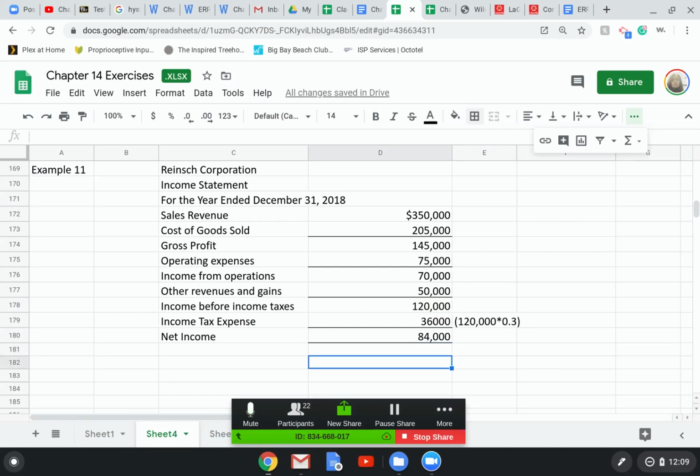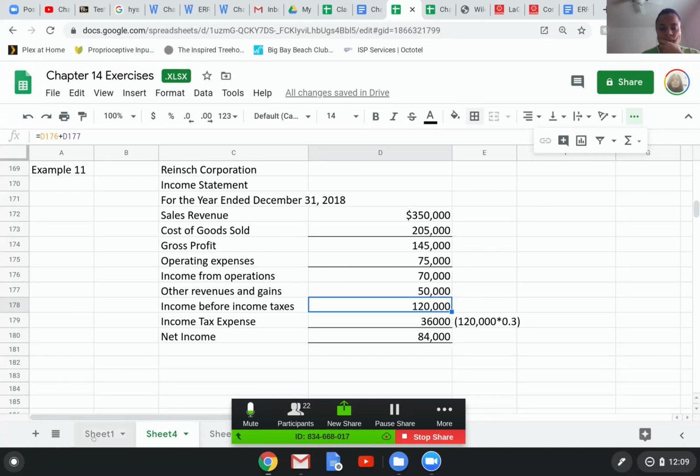Tell me what you got. Wait, I'm lost myself. So in order to get the income tax expense, you took the income before income tax, right? And then because the question said that it's a 30% income tax rate, I applied that. What I did, you didn't see? I was trying to figure out my own percentage. That's why I was getting a wrong answer.